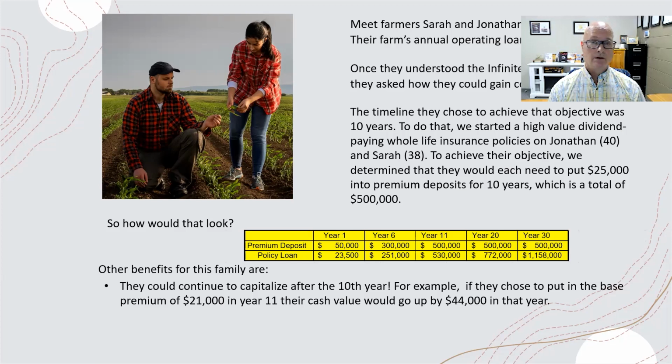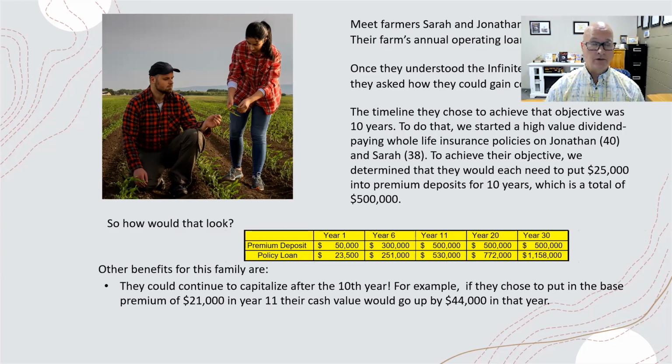And if they just put the base premium in, which when you add it up for those two policies would be just under $21,000 in the 11th year, that would give them access to $44,000 in increased cash value growth. Now, when you think about that, how often would you put $1 into something and get access to more than two? Wouldn't you keep on doing that? So they've got that ability at that stage. They can keep on capitalizing this thing. And if they do, the numbers will be much better than what I showed in this little table. So that's just one of the other benefits that they have.